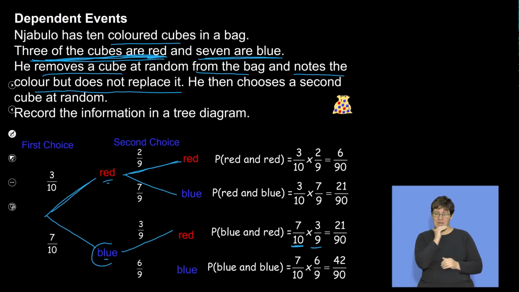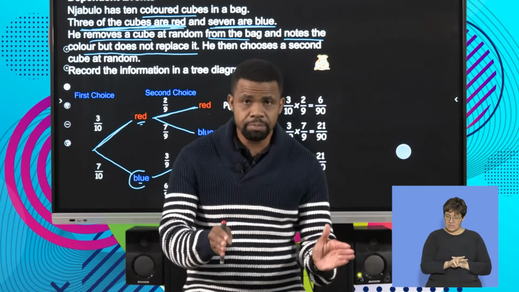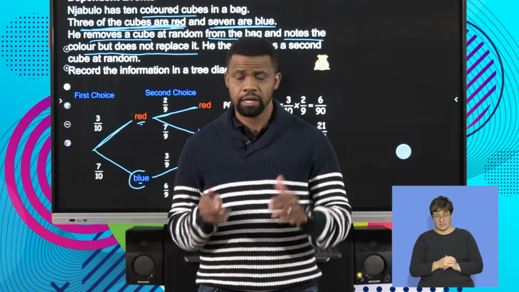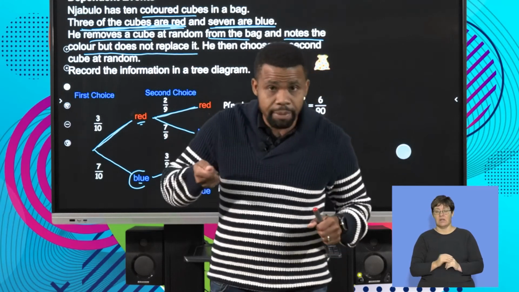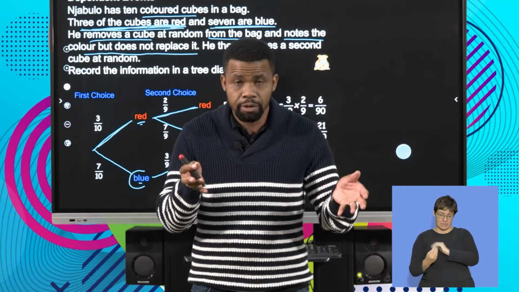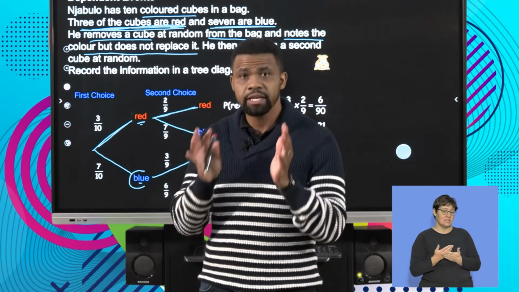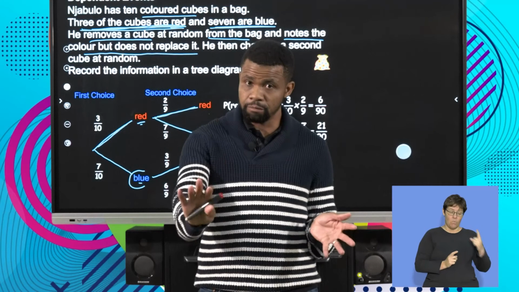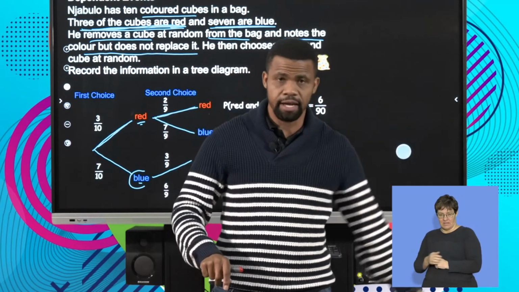So this is what it means. These are all your possible outcomes. A replacement and no replacement. Remember, when you don't replace it back, it changes the sample space and it reduces the other colors. Are we all together? So the probability is really affected. The probability of one event occurring affects the other.